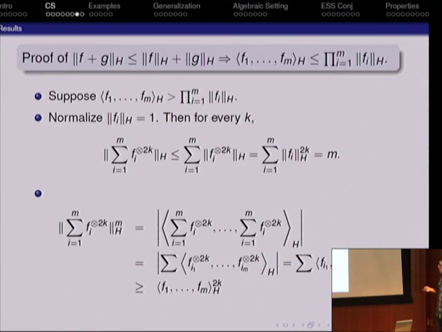So by definition, if I raise this to power m, this is just the product of the sum by itself over h. Now, this product is linear in all coordinates.